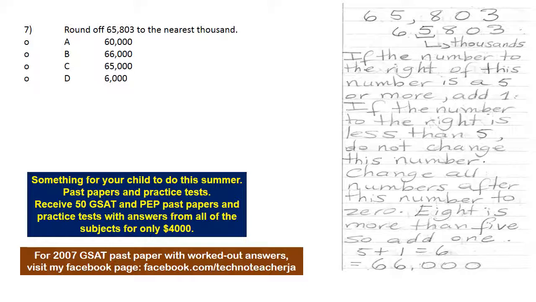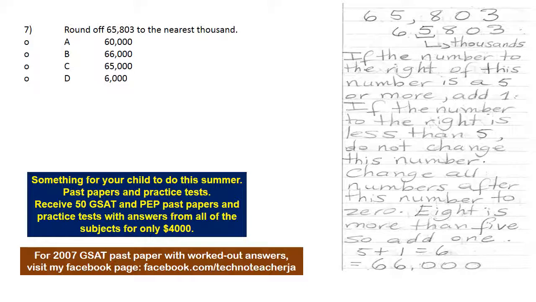So therefore, what do we do? We add 1 to 5. We add 1 to the number in the thousands position. So we round it up. Add 1 to 5. 5 plus 1 is 6. So the 5 now becomes 6.